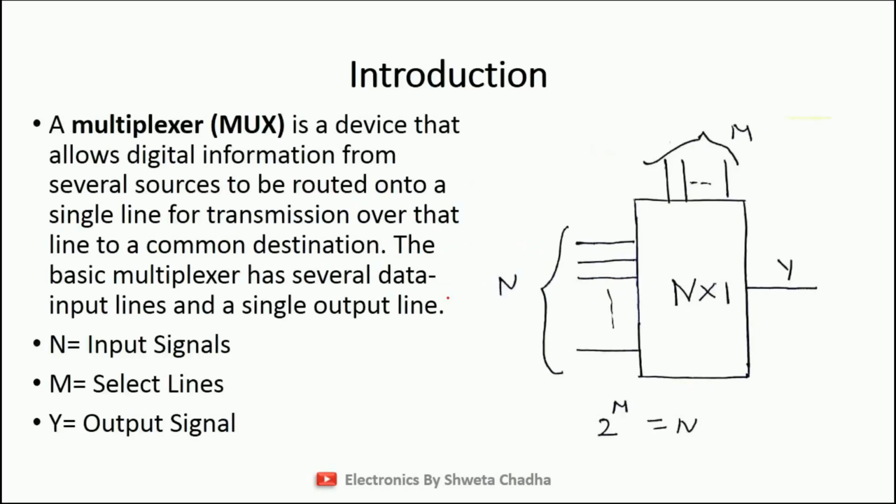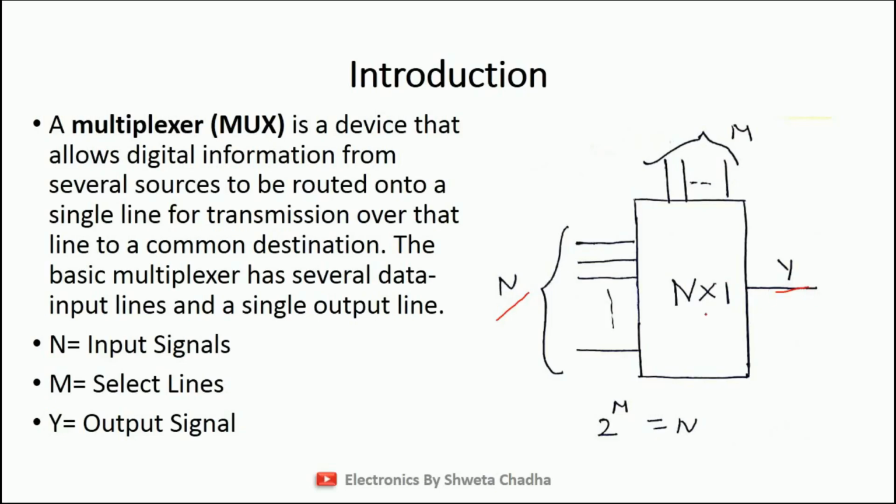A multiplexer is a device that allows digital information from several sources, as you can see, to be routed onto a single line for transmission over that line to a common destination. So this is our common destination. That is why the basic multiplexer has several data input lines and a single output line.